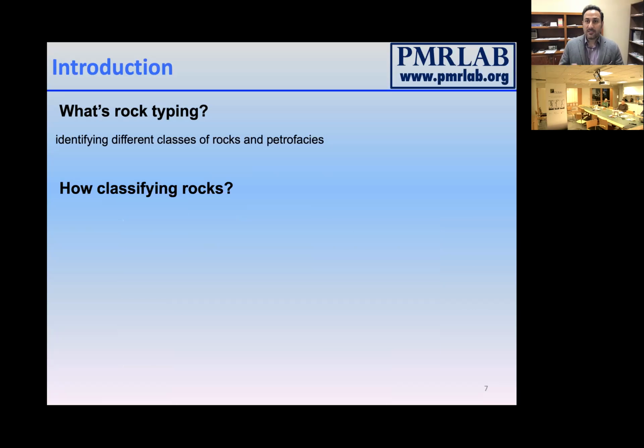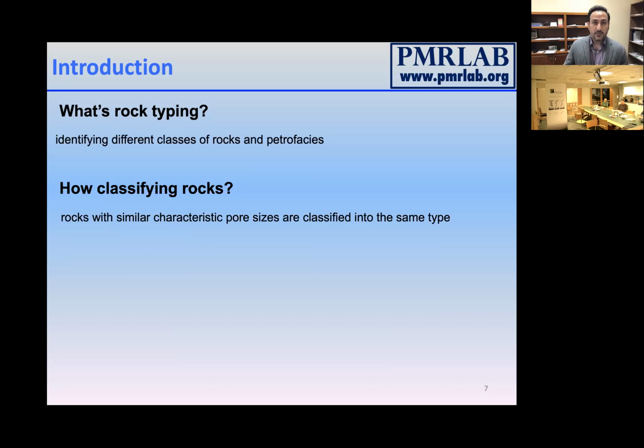But how can we classify rocks? It's being done in different ways. If you talk to a geologist, they probably classify rocks based on similarities in mineralogy and mineralogical properties. If you talk to a petroleum engineer, it would be mainly based on hydraulic properties or petrophysical properties. Specifically, the way it's done in petroleum engineering, we classify rocks based on similar characteristic pore sizes, and I'm going to tell you how it can be done.